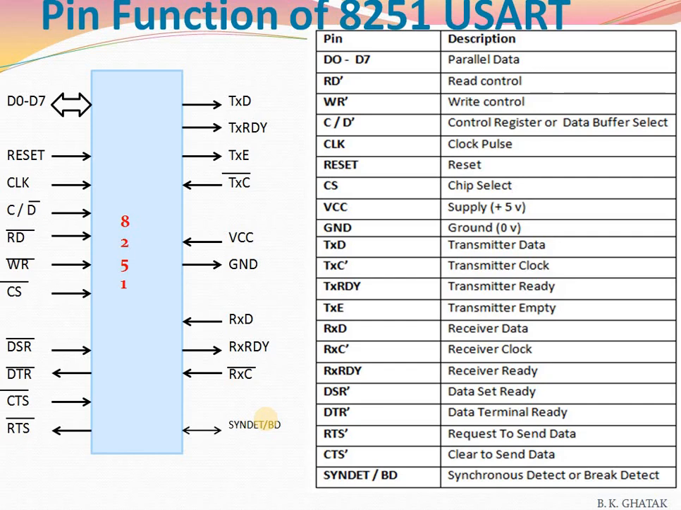Next one is RTS bar, that is request to send. This low signal indicates that the receiver is ready to receive a data byte from the modem. And the last one is CTS bar, that is clear to send. It is a low input pin which enables the 8251 to transmit the serial data.